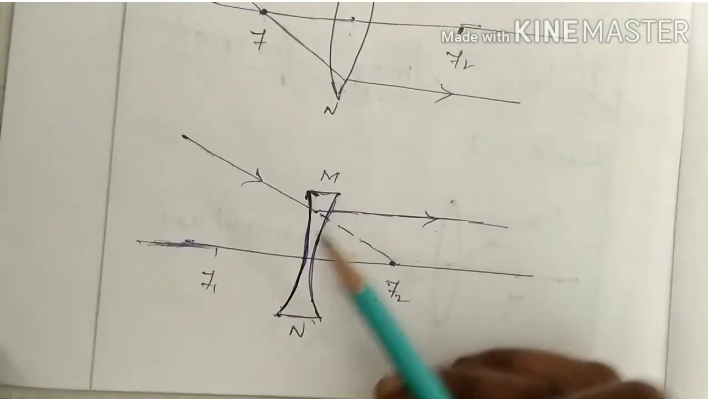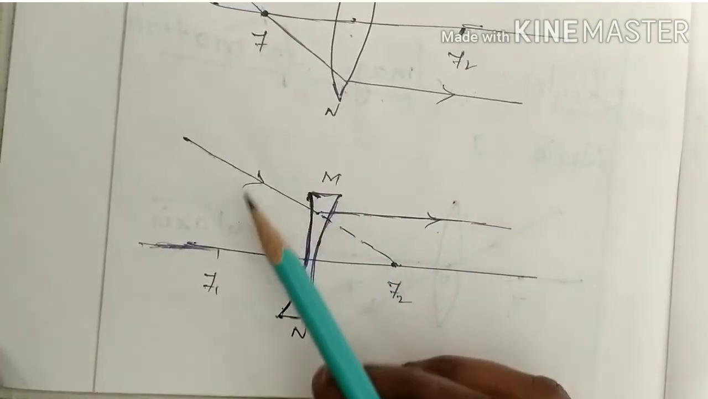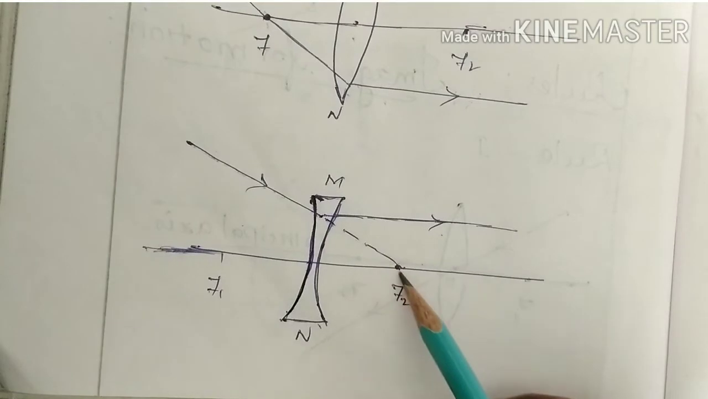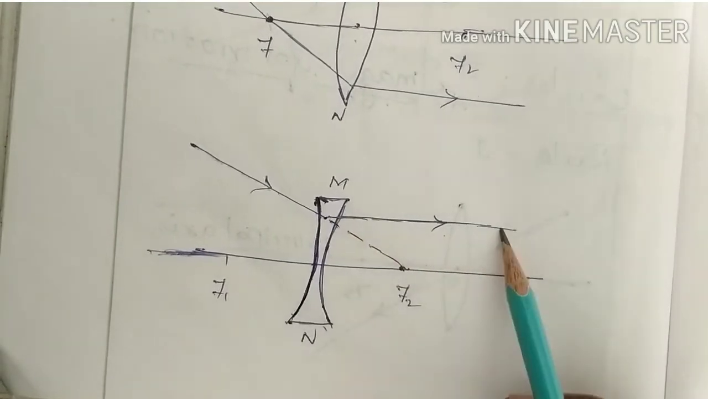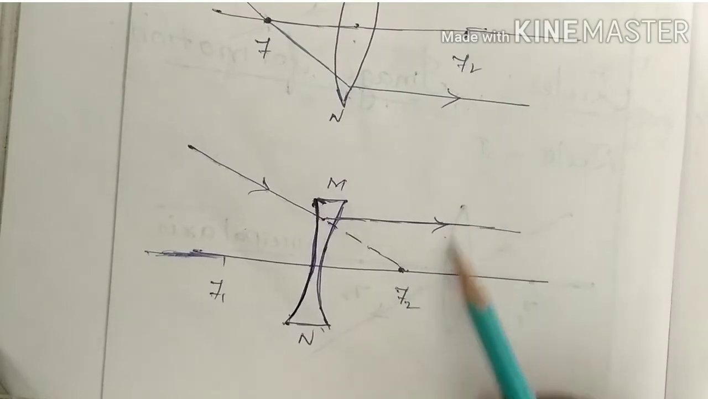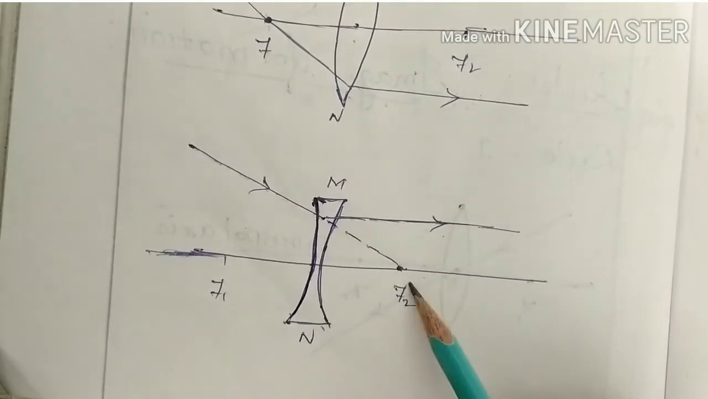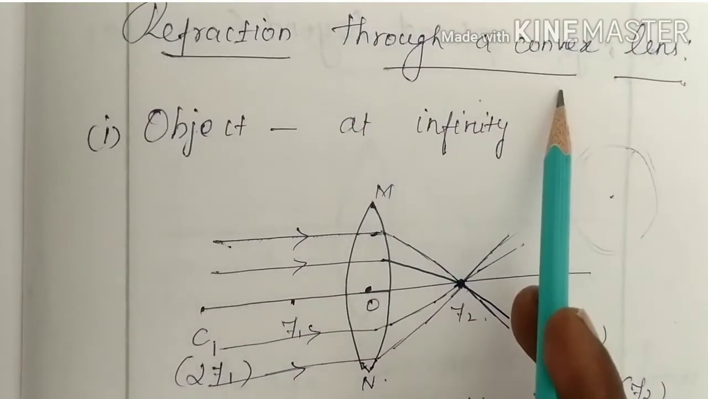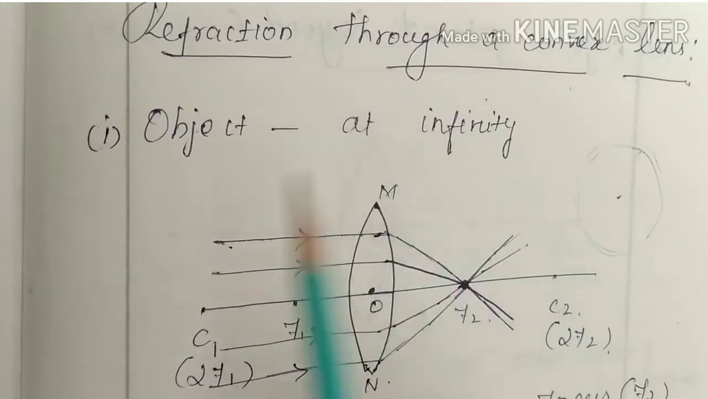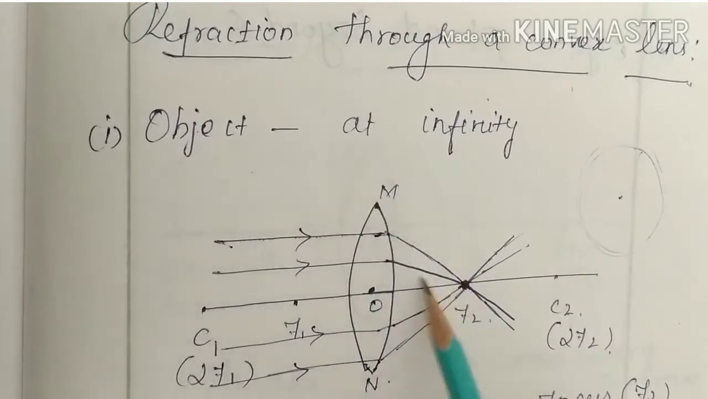For a concave lens what will happen? When the ray of light is directed towards the principal focus, after refraction the lines are parallel to the principal axis. These are the three rules we learnt already. Then we learned the refraction through the convex lens, isn't it? Depending upon the position of the object, where the image is formed.